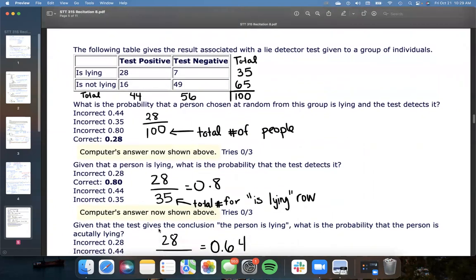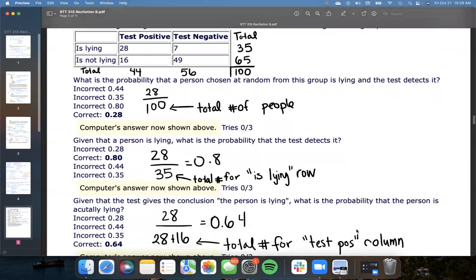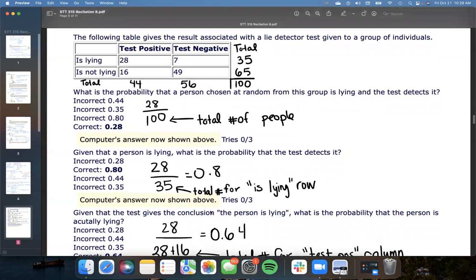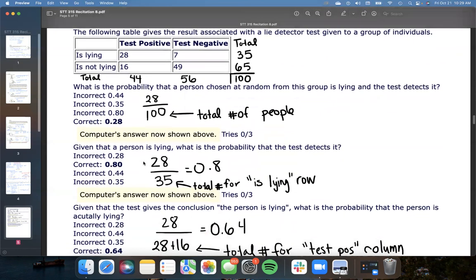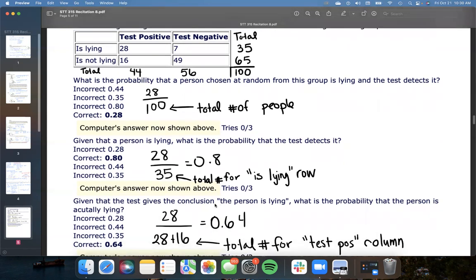Given that the test gives the conclusion the person is lying, what is the probability that the person is actually lying? So here we're given that the test gives the conclusion the person is lying. So 28 plus 16, sorry, I had a brain fart for a second.